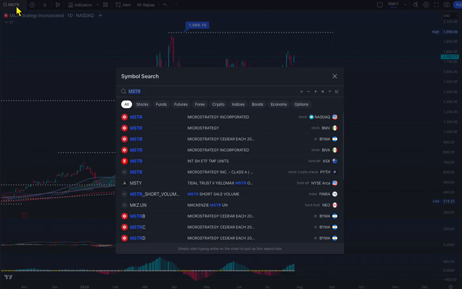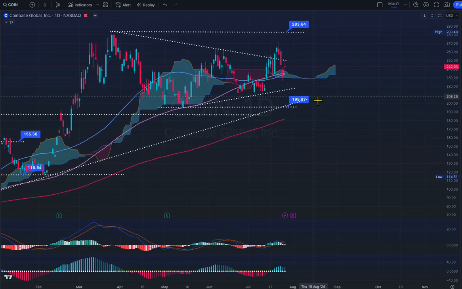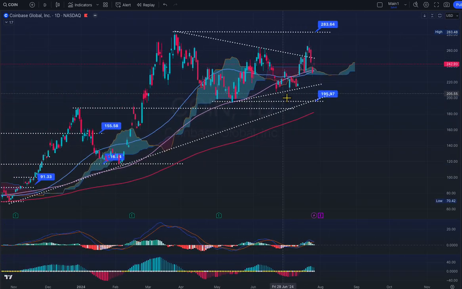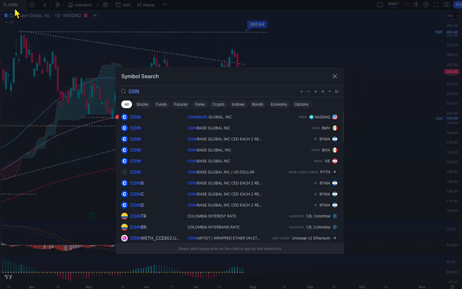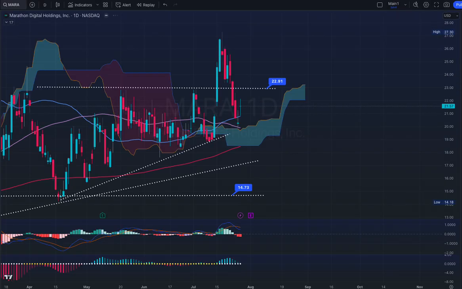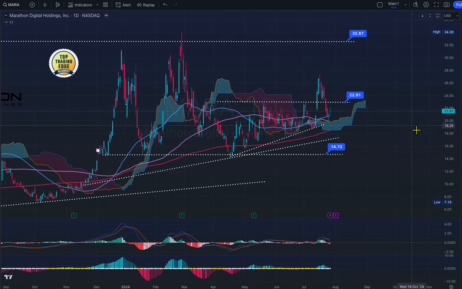Then look at the Coin earnings coming in too. Coin looking good too, but not the best. But now the sloping support is still intact. Coin is bullish too. Yeah, they have the earnings coming in. Coin looking bullish too. Mara sold off from $27 to $21. So Mara could bounce too.